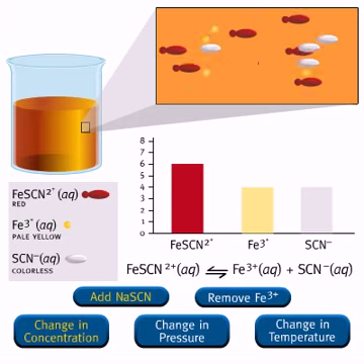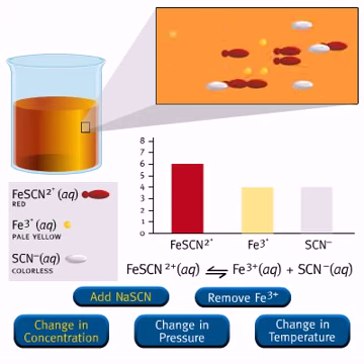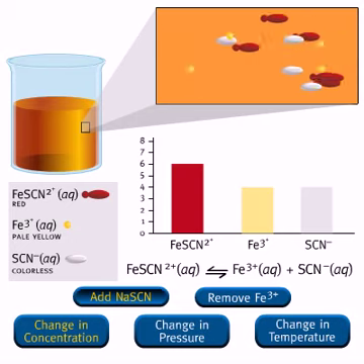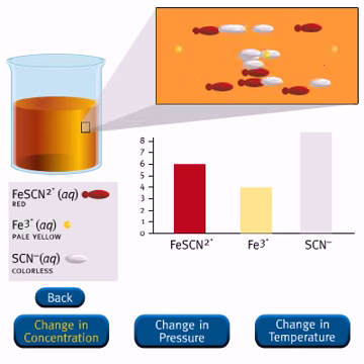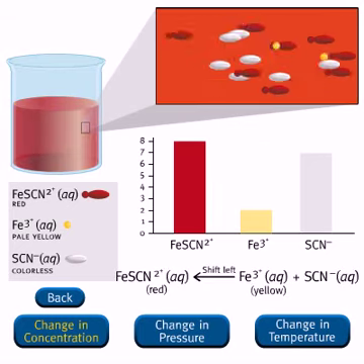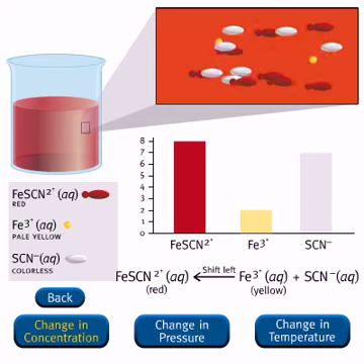FeSCN2+ aqueous, which is red, is in equilibrium with iron 3+ ions, which are pale yellow, plus SCN- aqueous, which is colorless. In this case, the stress applied to the equilibrium system is an increase in the concentration of thiocyanate, SCN-, from the dissociation of sodium thiocyanate.